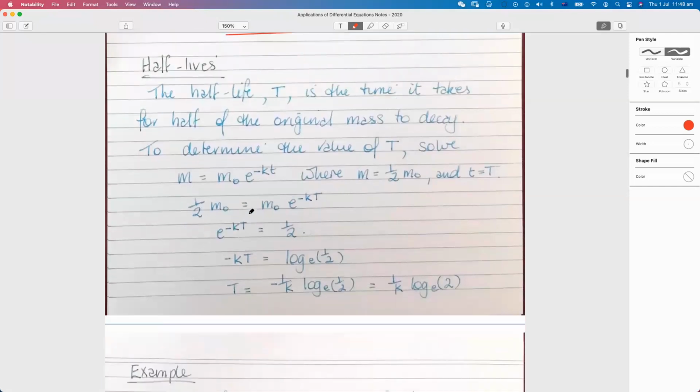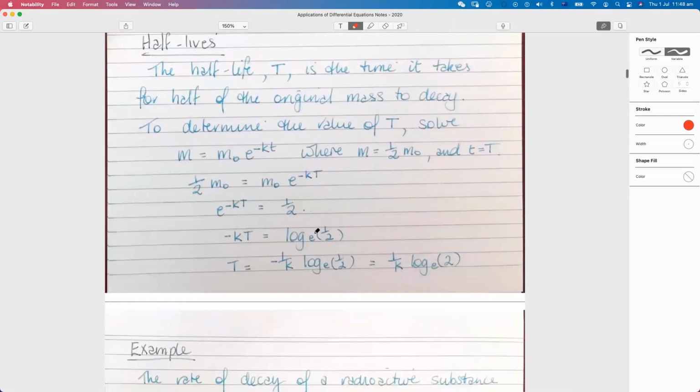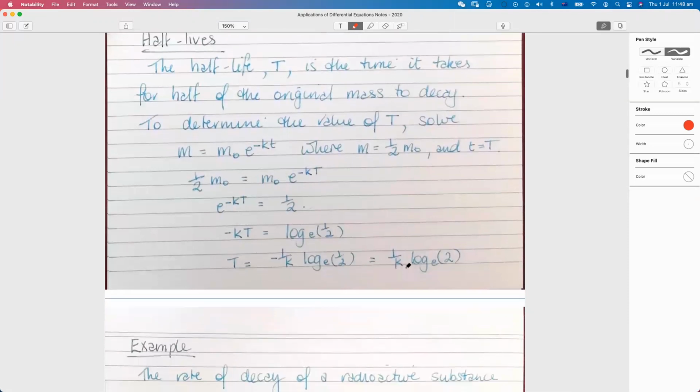So half m naught is equal to m naught times e to the power of negative kt. e to the negative kt is 1/2, so negative kt is log base e of 1/2. T is equal to that.